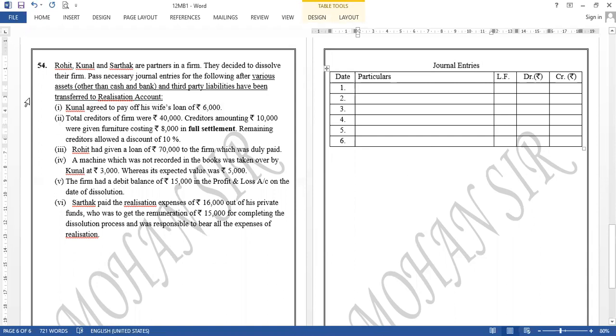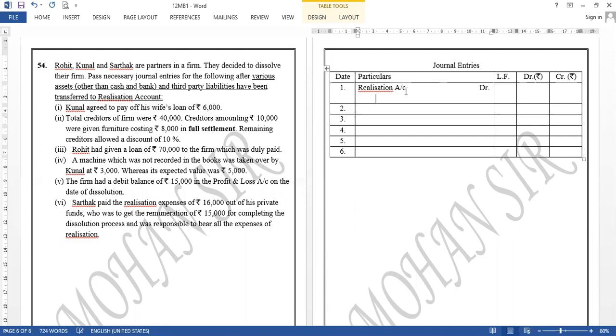Realization to Kunal. Yeah, that's very correct. ओके, whenever we pay the liability, तो भी realization to bank करते हैं हम लोग. अगर पार्टनर पे करेगा तो realization to partner, nothing else. ओके तो to Kunal's capital. Okay, that's very correct. Amount is rupees 6,000.